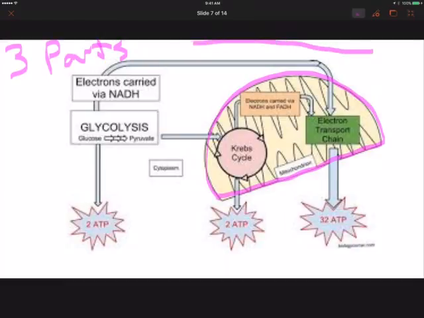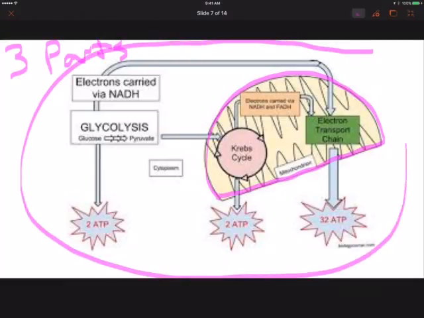And this is all inside of a cell. So I just drew a cell membrane around the cell, got a mitochondria in it. And there are going to be 3 parts to cellular respiration. The first part is called glycolysis. Glycolysis happens just outside of my mitochondria in the cytoplasm. The second part is going to be the Krebs cycle, and the third part is going to be the electron transport chain.